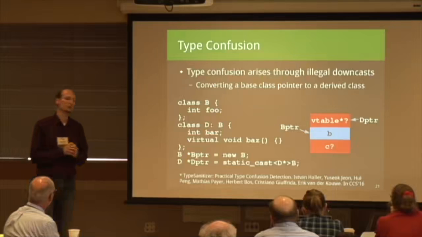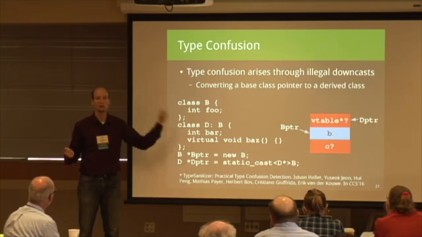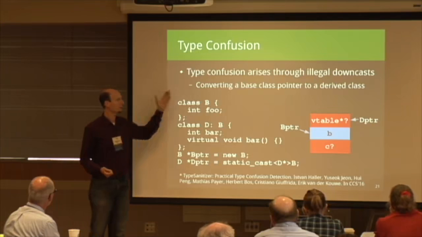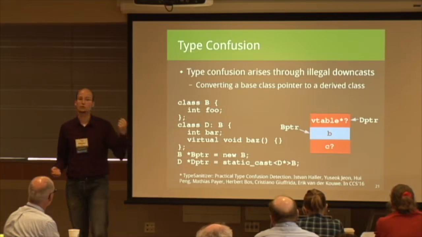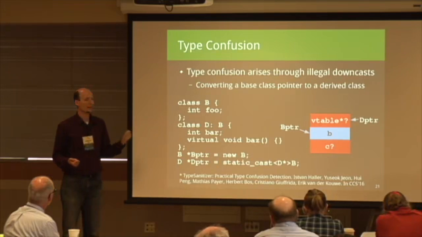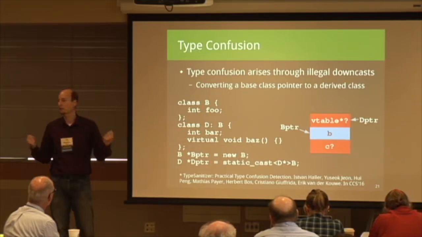So type confusion vulnerability, and this is exactly what is being used to compromise Chrome, Edge, Firefox, all these browsers out there on a day-to-day basis. Type confusion arises through illegal downcasts. So for example, converting a base class pointer to a derived class. And I have a short example here that illustrates this problem.